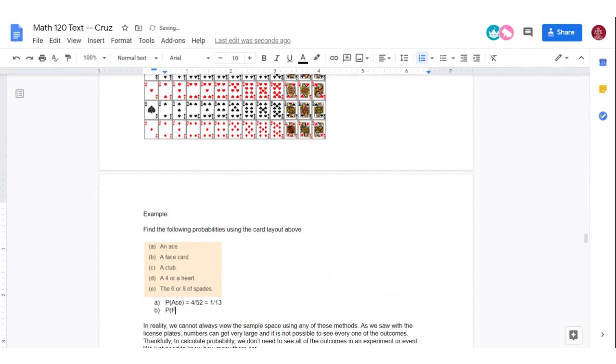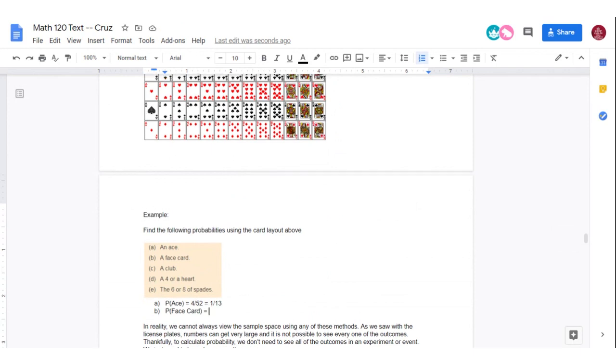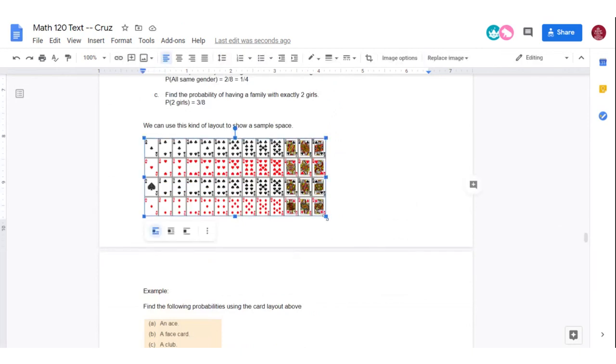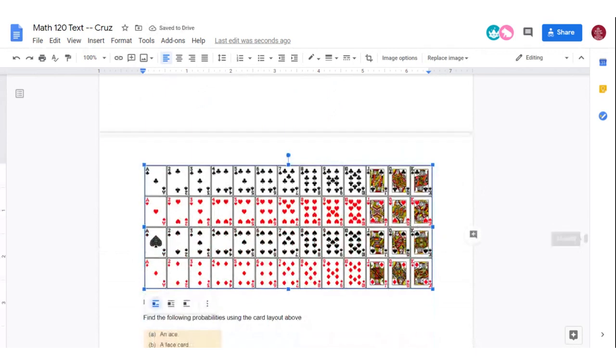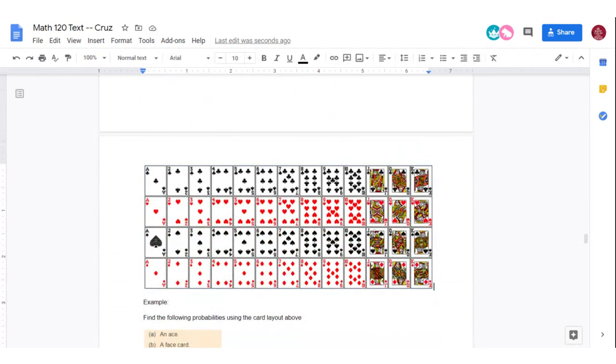Probability of a face card. Now, what is a face card? Jacks, queens, and kings. So let's go back up here and look. This is kind of small. Let's see if I can make it bigger for a second here. All right. So the face cards are all of these over here. There's 3 in each suit. There's 4 suits, the clubs, the hearts, the spades, and the diamonds. So there's 3 in each. So 1, 2, 3, 4, 5, 6, 7, 8, 9, 10, 11, 12. Or you could multiply 3 times 4, and that would tell you as well.